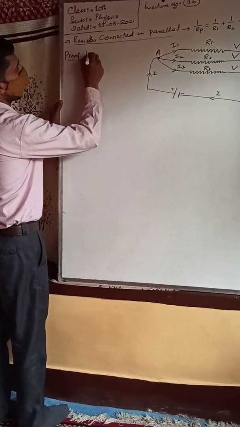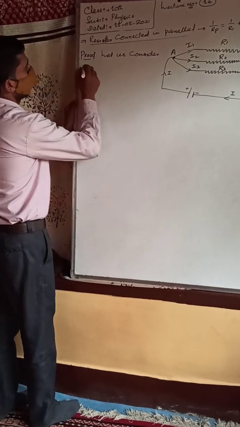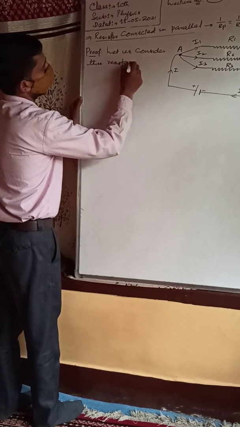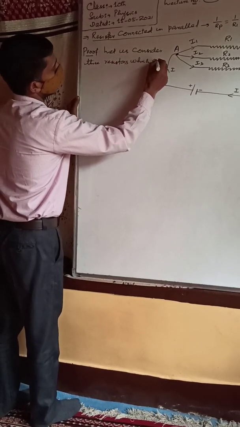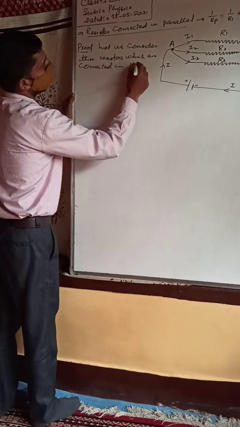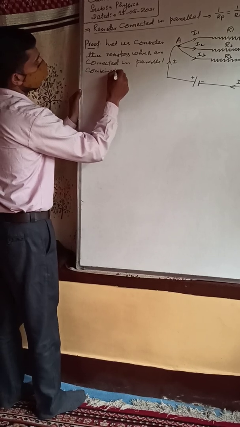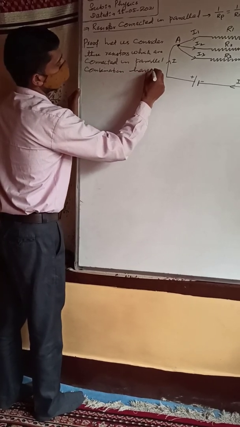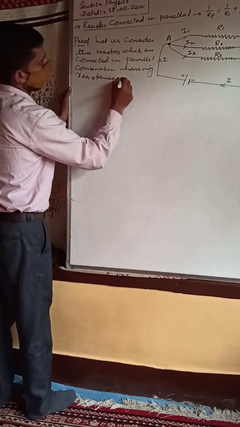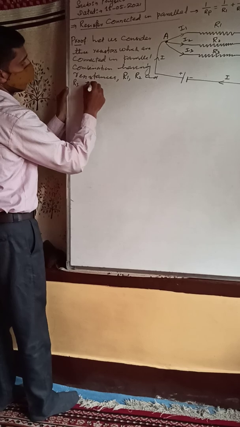So my dear student, I may write here, let us consider 3 resistors which are connected in parallel combination, having resistances R1, R2 and R3 respectively.